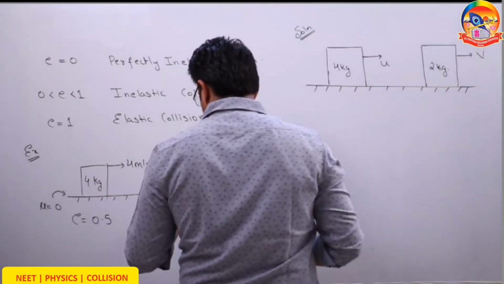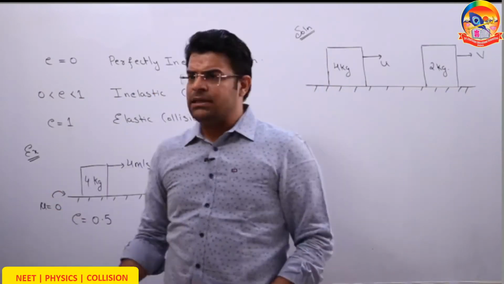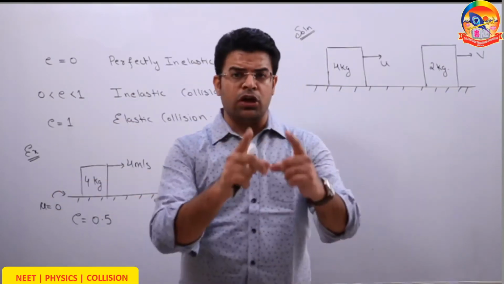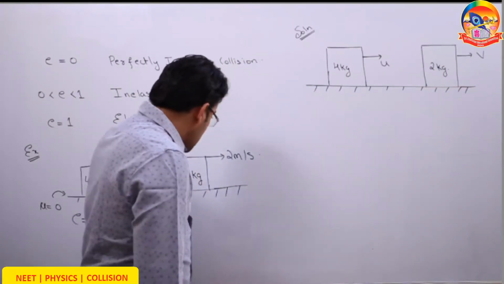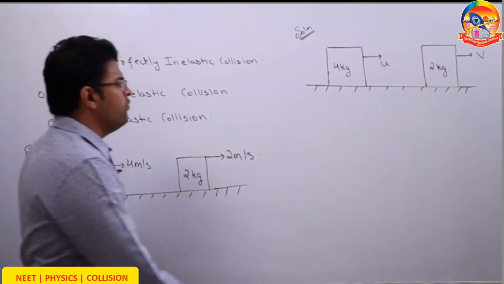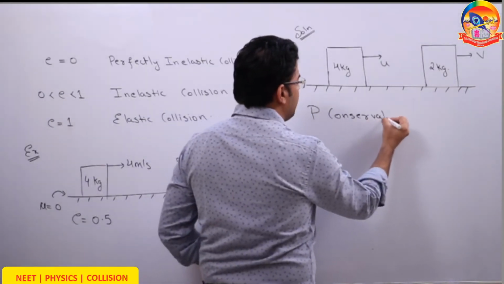This surface is frictionless. There is no external force acting on the two blocks. This means that the momentum of these two blocks before the collision will be same as the momentum of these two blocks after the collision. Now first writing the equation of momentum conservation.